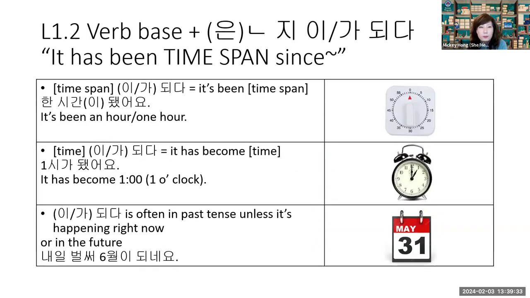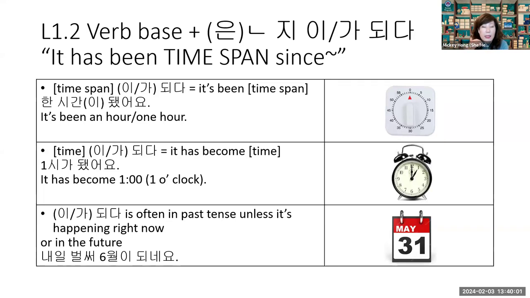Second grammar, you have the verb base or verb stem. So you only use what verb. You take out the 다, and if it ends in a consonant base or stem, 은 지, otherwise you just put ㄴ 지 underneath. 지, 이가 되다. It's to refer how long it's been, how much time has passed since you've done something.